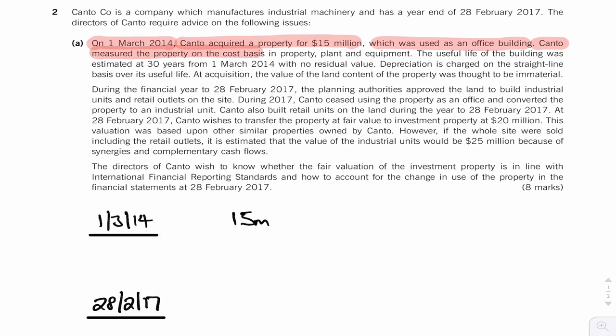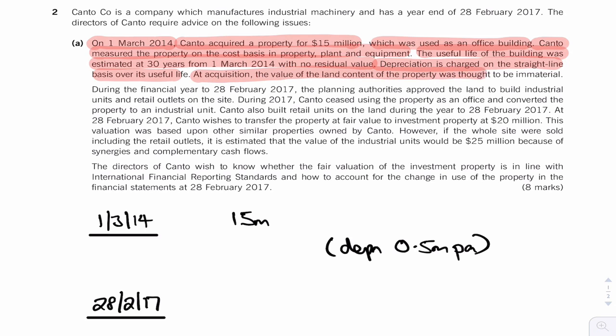Canto measured the property on the cost basis, so depreciation. The useful life of the building was estimated at 30 years with no residual value. So depreciation would be 15 divided by 30, which is 0.5 million per annum. Notice how I'm doing this. I'm going through it step by step using every line. Depreciation is charged on a straight line basis over the useful economic life, yeah.